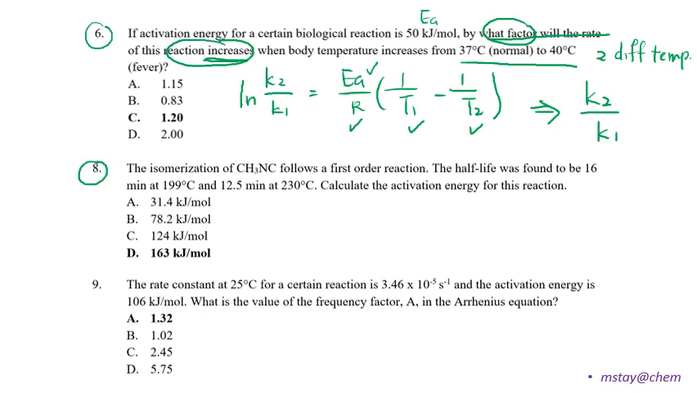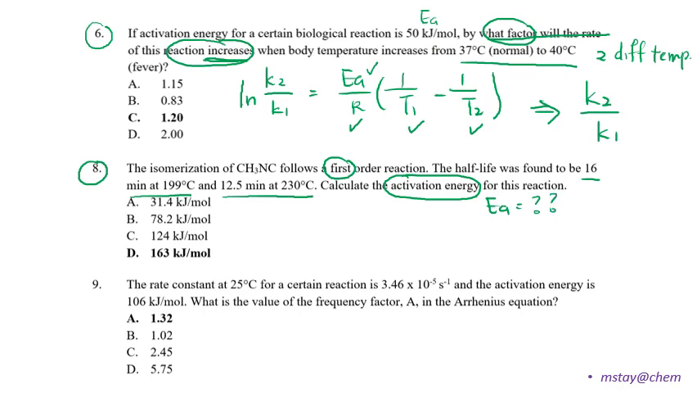Okay, then now we proceed to question number 8. The isomerization of CH3NC follows a first order reaction. The half-life is found to be 16 minutes at 199 degrees Celsius, and 12.5 minutes at 230 degrees Celsius. And then we need to calculate the activation energy.